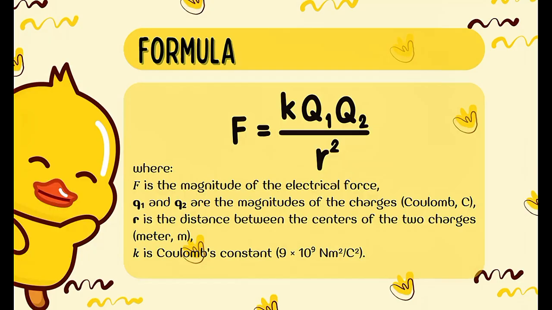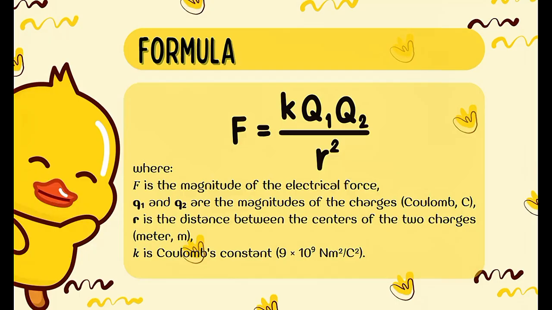Then we have R or D, which is the distance in meters. This is the distance between the two charges. The electrostatic force is inversely proportional to the square of the distance. Closer charges equals stronger force, farther charges equals weaker force. This is called the inverse square law, similar to the law of gravity, which is why distance is very important.